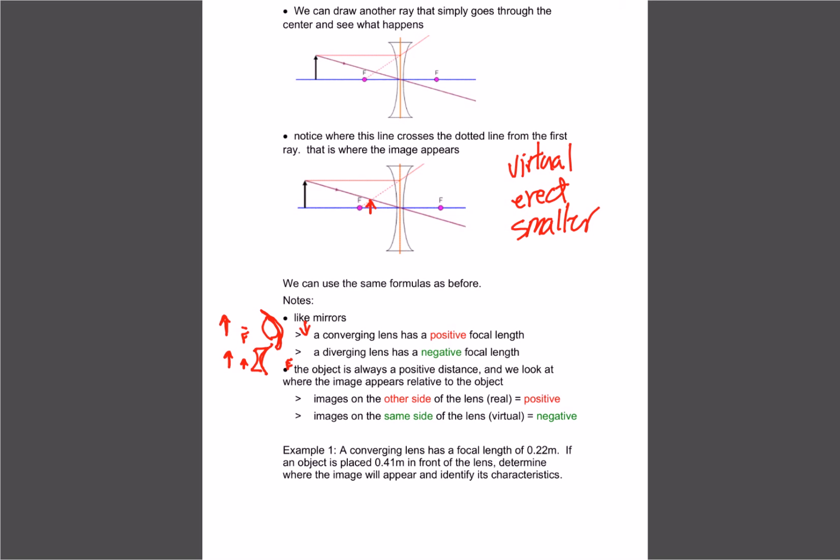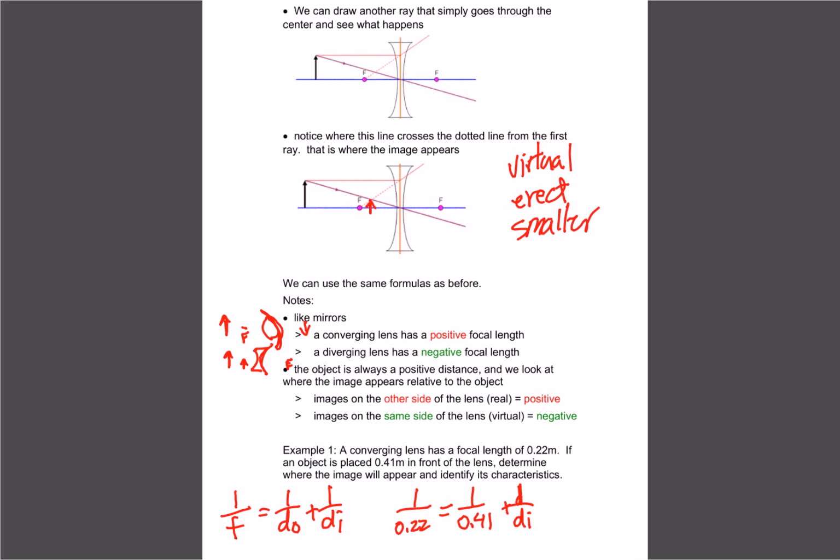So let's do this question. So we have 1 over f equals 1 over do plus 1 over di. So they tell us it's a converging lens. So that's going to be good. So that means we have a positive f. So we have 1 over 0.22. And it says an object is 0.41 in front. So that'll be positive, 0.41. And that actually is asking what is the distance after it is refracted through the lens. So we'd have 1 over di.